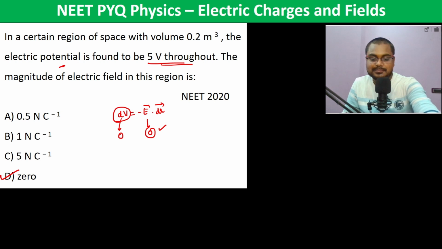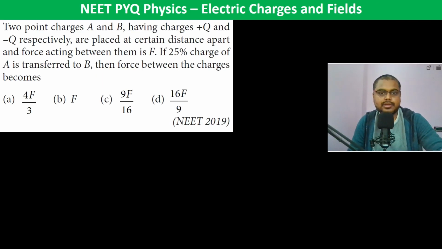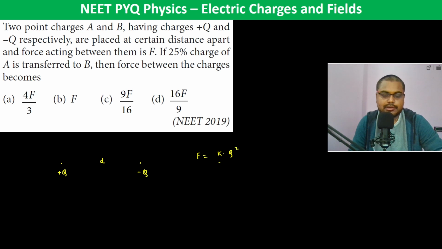2 point charges A and B having charges plus q and minus q respectively are placed a certain distance apart. Okay, this is plus q, this is minus q. They are placed a certain distance apart, let us say d, and the force acting between them is F. So what is F? F is k q square divided by minus d square. Okay, this is the force.